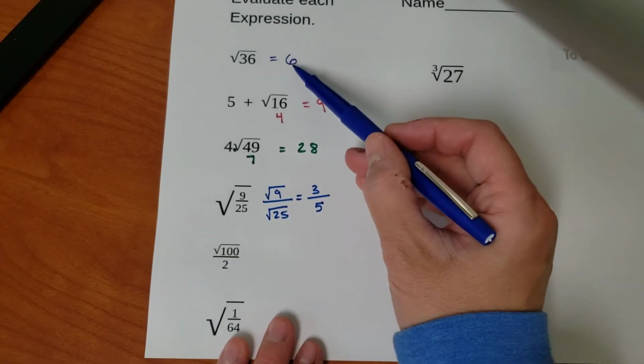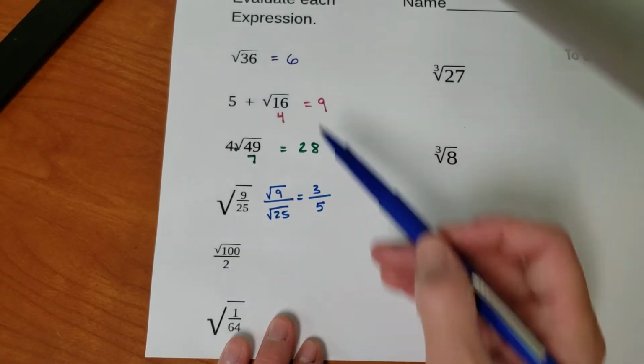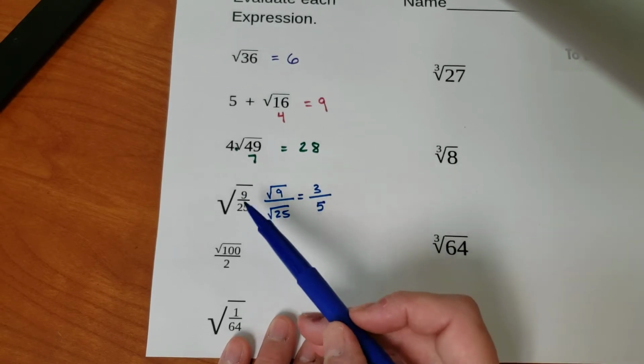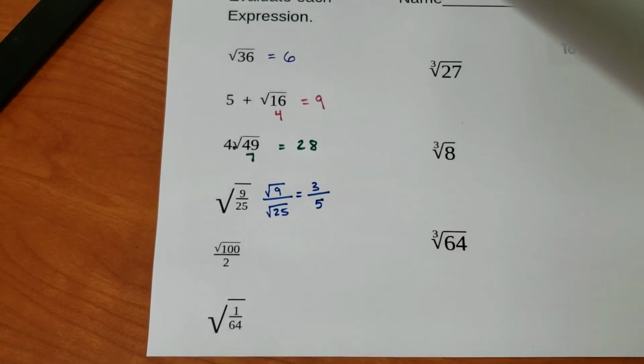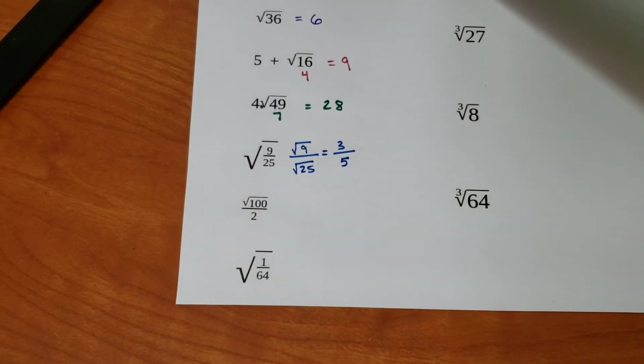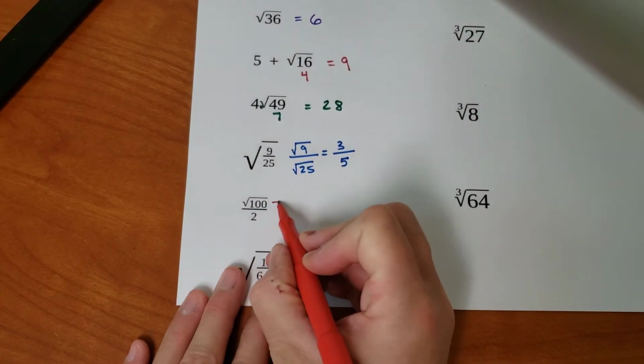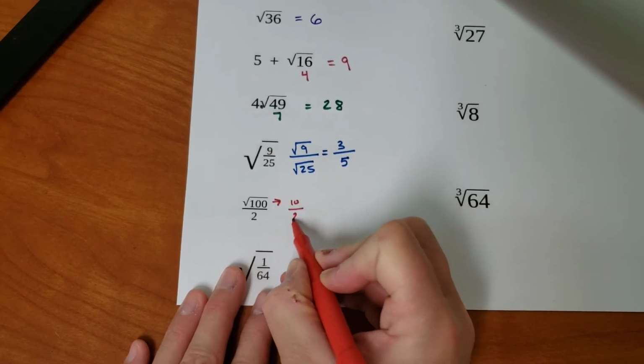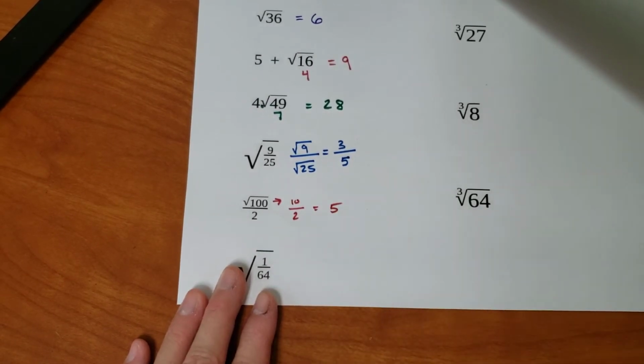Same thing goes for this. 6 times 6 is 36. 3/5 times 3/5 is 9/25. Let's try this next one. The square root of 100 divided by 2. Well, we can evaluate the square root of 100. That's 10. And if we divide it by 2, we get exactly 5.